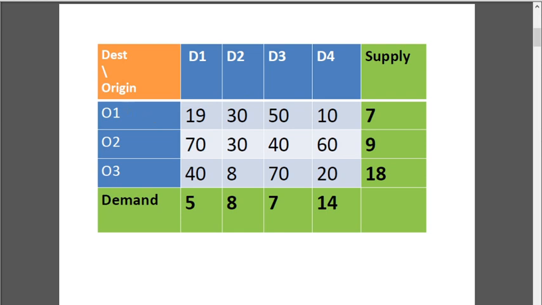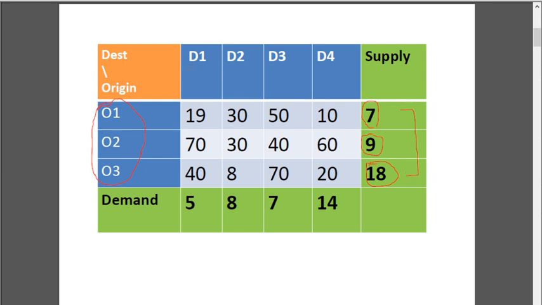In this problem we have three origins, that is O1, O2, O3, where the commodities are produced, or where the commodities or the goods are present. At origin O1, I have a supply of 7 units of my good or the commodity, and at origin 2 there is a supply of 9 units of the required commodity, and at origin 3 there is a supply of 18 units. In total we have the supply from three origins.